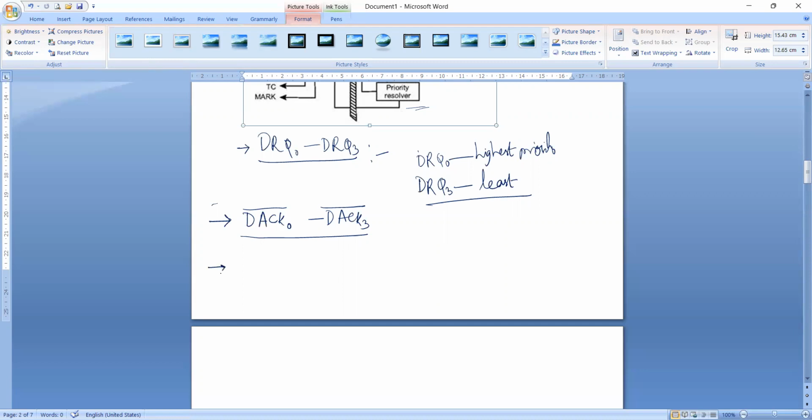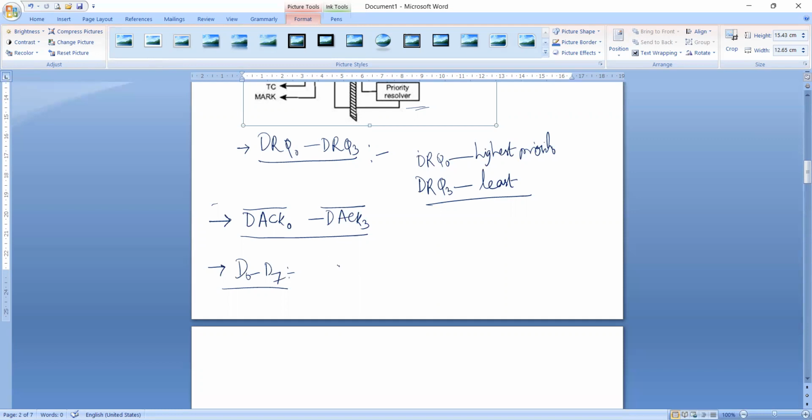Next are the D0 to D7 pins. These are bidirectional data lines, which are used to interface the system bus with the internal data bus of the DMA controller.